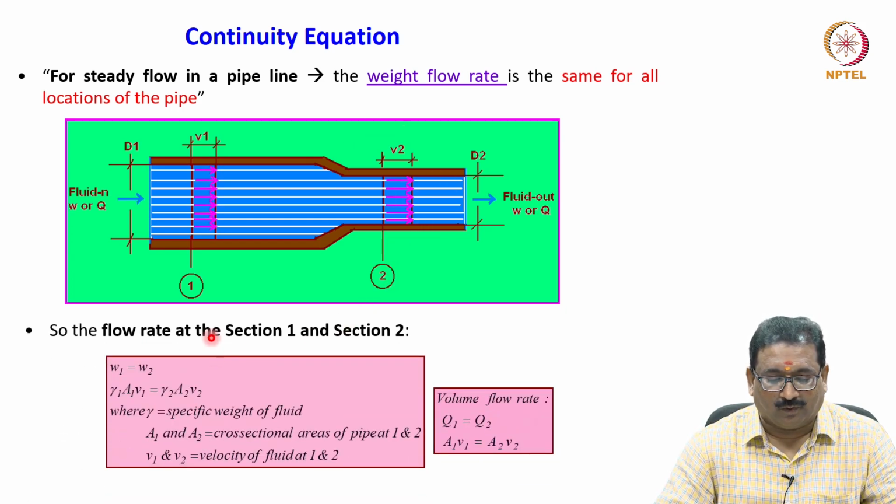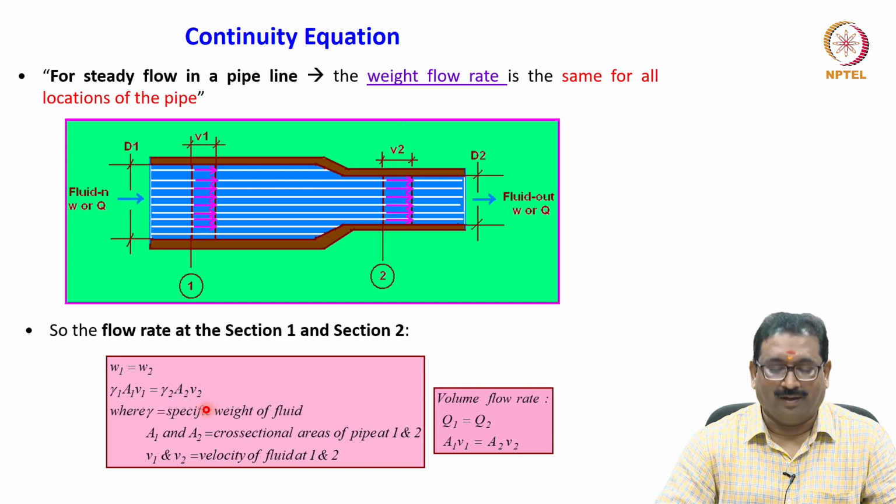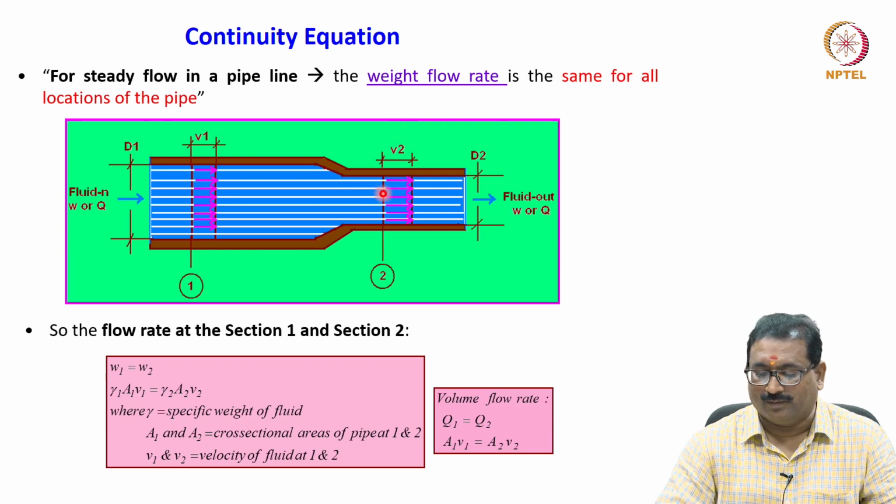So, the weight flow rate at section 1 and section 2 is constant, as I have told you, according to the continuity equation for streamlined flow in the pipeline. Meaning W1 equals W2, that is equal to gamma1 A1 V1 equals gamma2 A2 V2, where gamma is the specific weight of the fluid, A1 and A2 are the cross sectional areas of the pipe at section 1 and section 2, and V1 and V2 are the velocities of the fluid at station 1 and station 2.